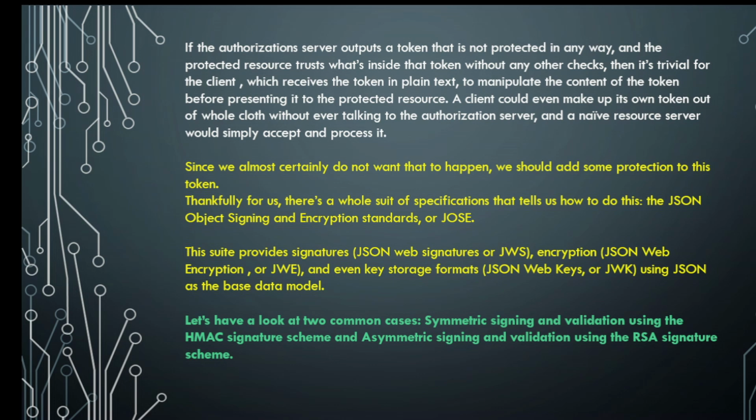So now we can look at the two common cases. There are not only two cases by which you can protect the token; you have multiple cases, but these are the two common cases utilized in the industry. One is symmetric signing and validation using the HMAC signature scheme, and the other is asymmetric signing and validation using the RSA signature scheme.